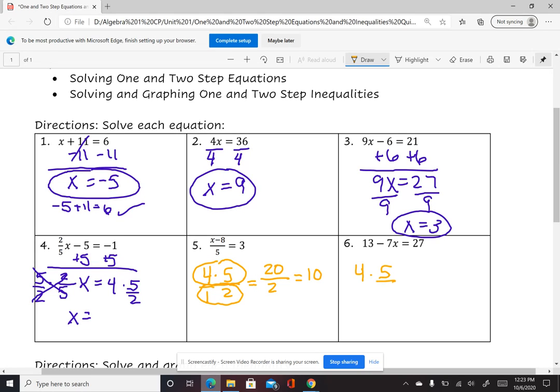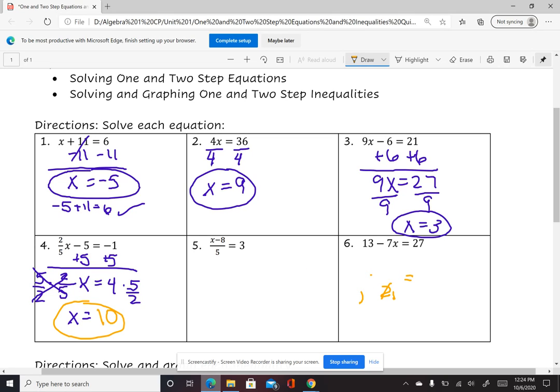Or you can cross cancel. So you can simplify anything on the top and bottom that have a common factor. So we see 4 and 2. I can tell that 2 goes into both of them. So I'll divide 2 by 1 and I'll divide 2 by 2 and we get 1. Then divide 4 by 2 and you get 2. Now we're just left with this 2 times 5, which is 10. So either way, we get that x equals 10 here.